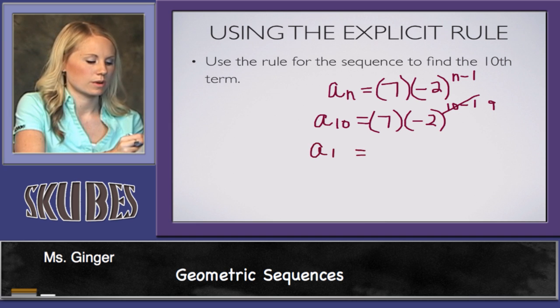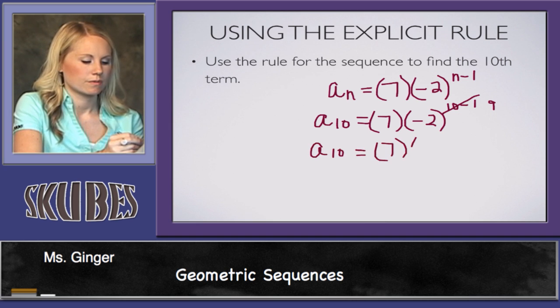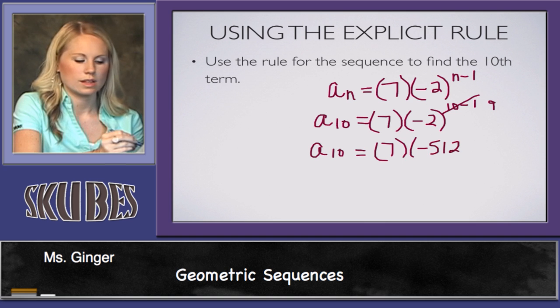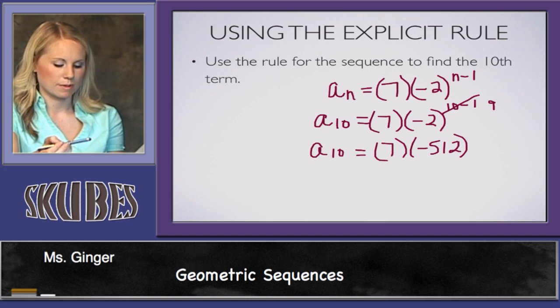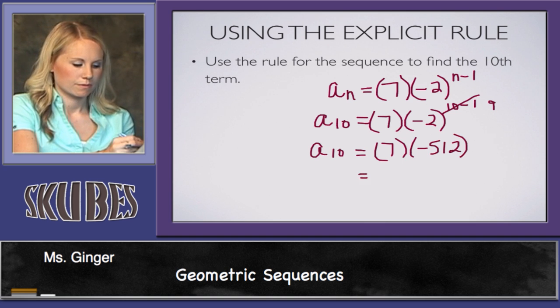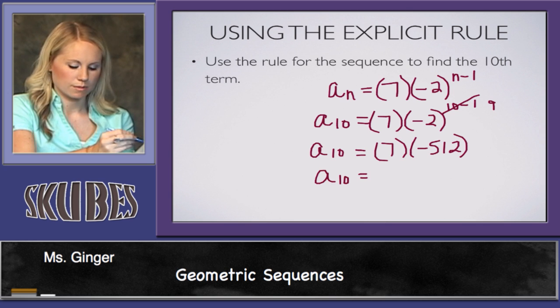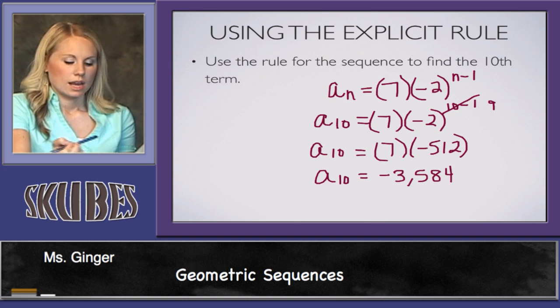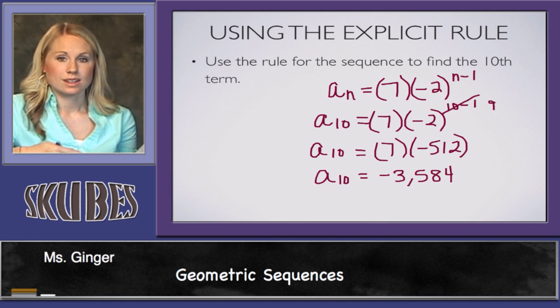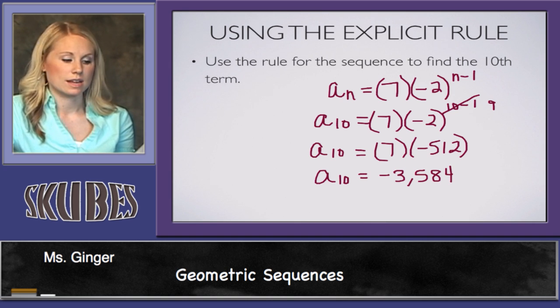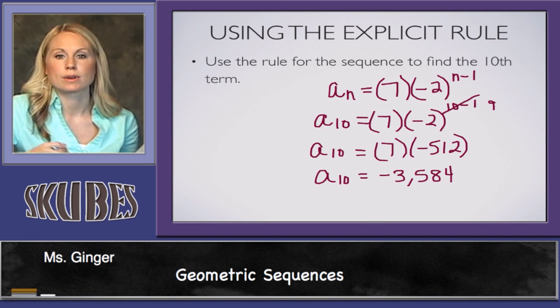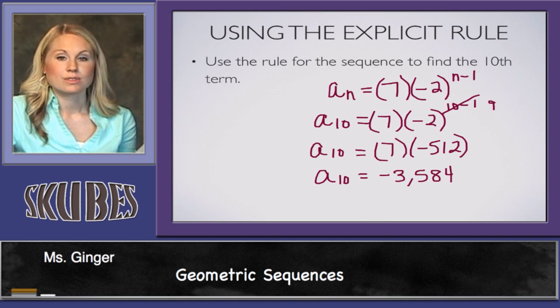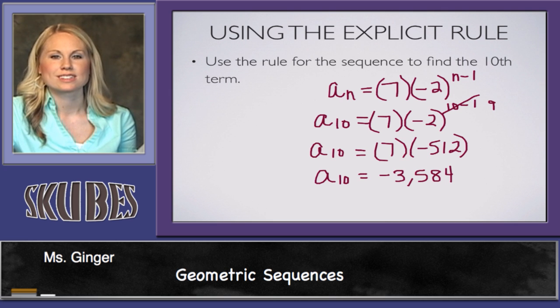So let's copy in what we have. Negative 512. Then the last thing I'm going to have to do is multiply by 7. So the 10th term is negative 3,584. And we would not have wanted to sit and calculate this by hand all day, so it's very handy to develop a rule so that you can find any higher term that you might need. So this concludes our lesson on geometric sequences.